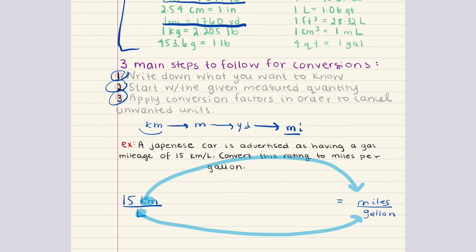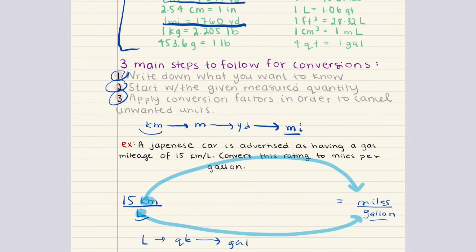What about converting liters to gallons? What's our workflow for that? Well, the first thing we can do is we can convert liters to quarts. 1 liter is equal to 1.06 quarts. And then we can take that and convert it to gallons because we know 4 quarts is equal to 1 gallon. So that's our workflow. Let's convert kilometers to miles first, and then we'll apply the conversion factors to go from liters to gallons.